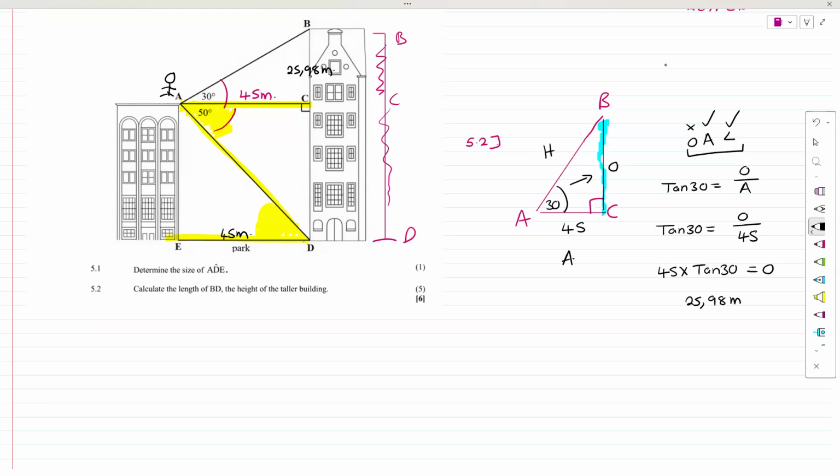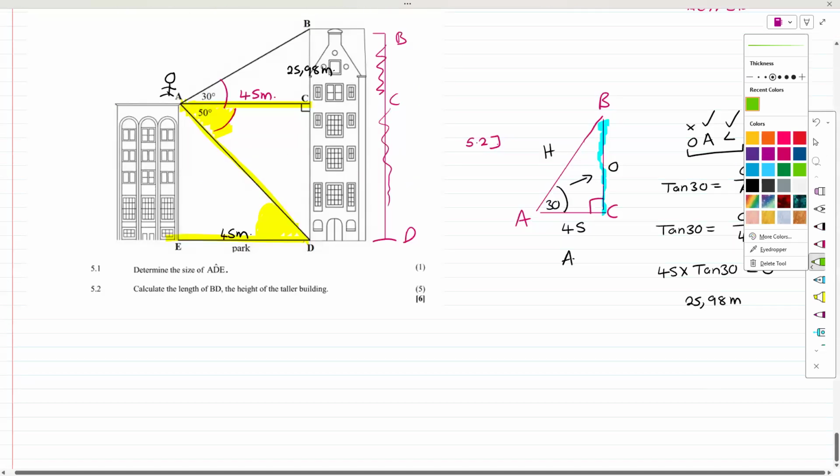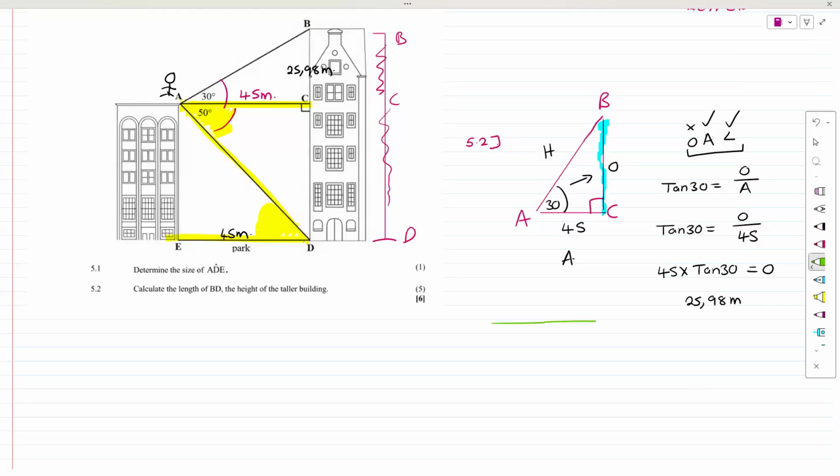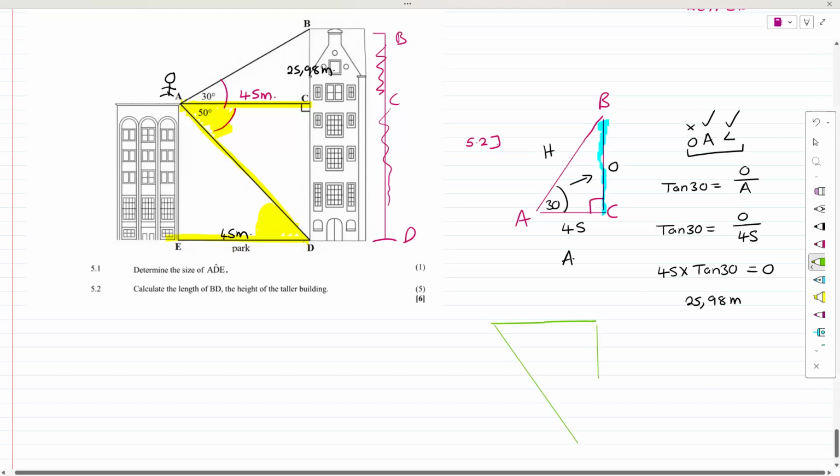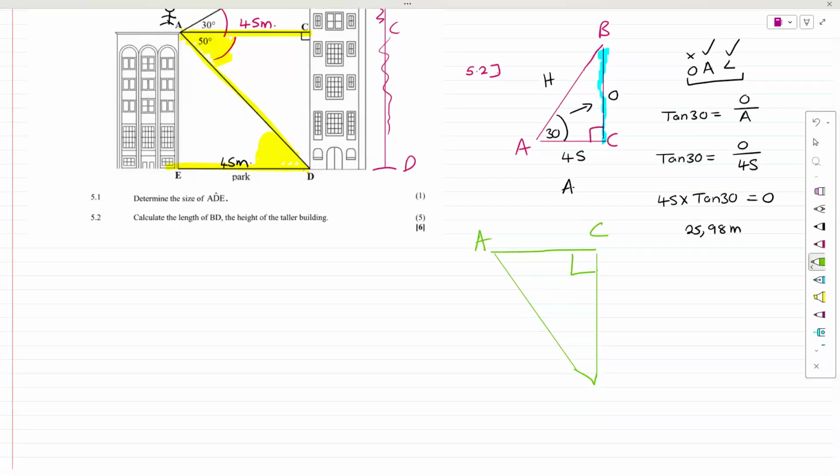Now, if we deal with the next part of the triangle, which shouldn't be too difficult as well, it's an upside down triangle, but that's fine because it doesn't matter as long as we get the hypotenuse. As long as we get the adjacent, we should be fine. Let's label it as A, C, D.